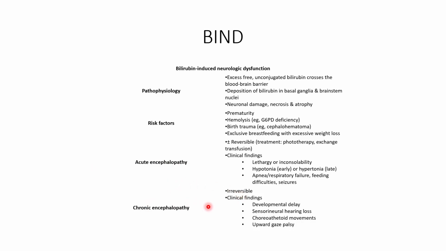Acute encephalopathy and chronic encephalopathy. In acute encephalopathy, what you will get is lethargy or inconsolability, hypotonia in early case and hypertonia in late case, apnea or respiratory failure, feeding difficulty, or seizures. That is acute encephalopathy.